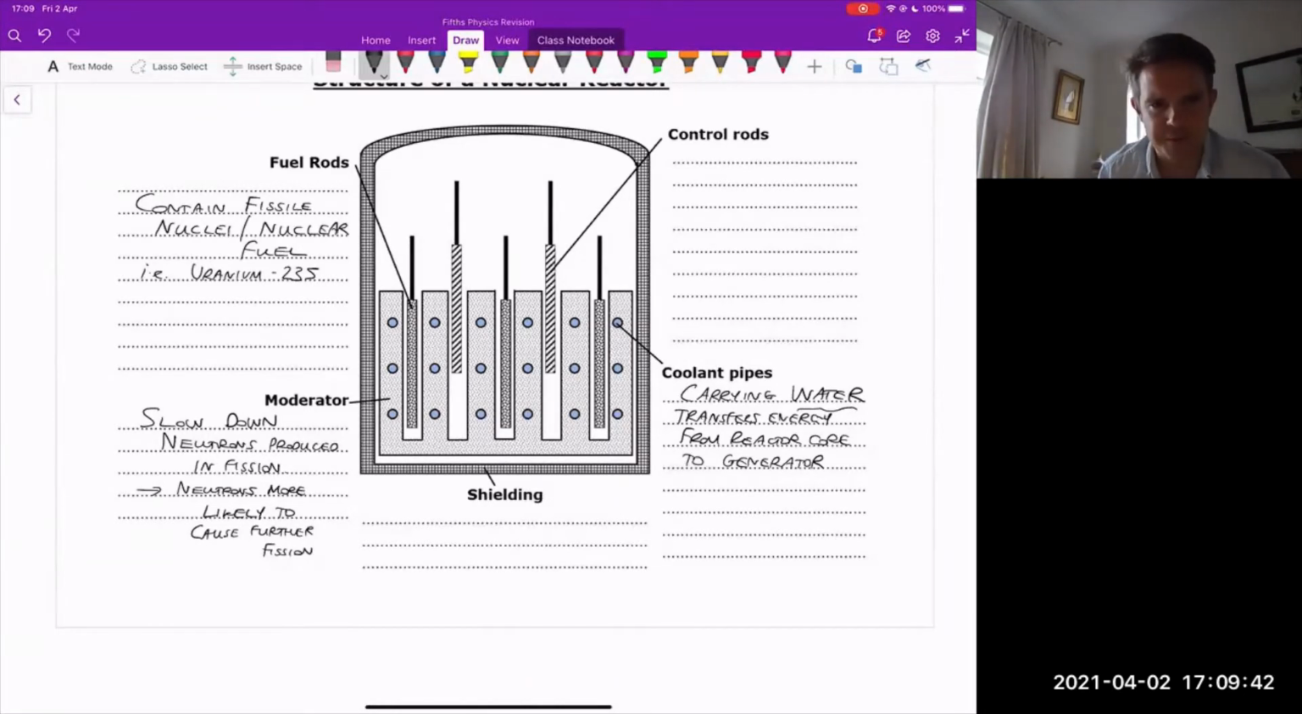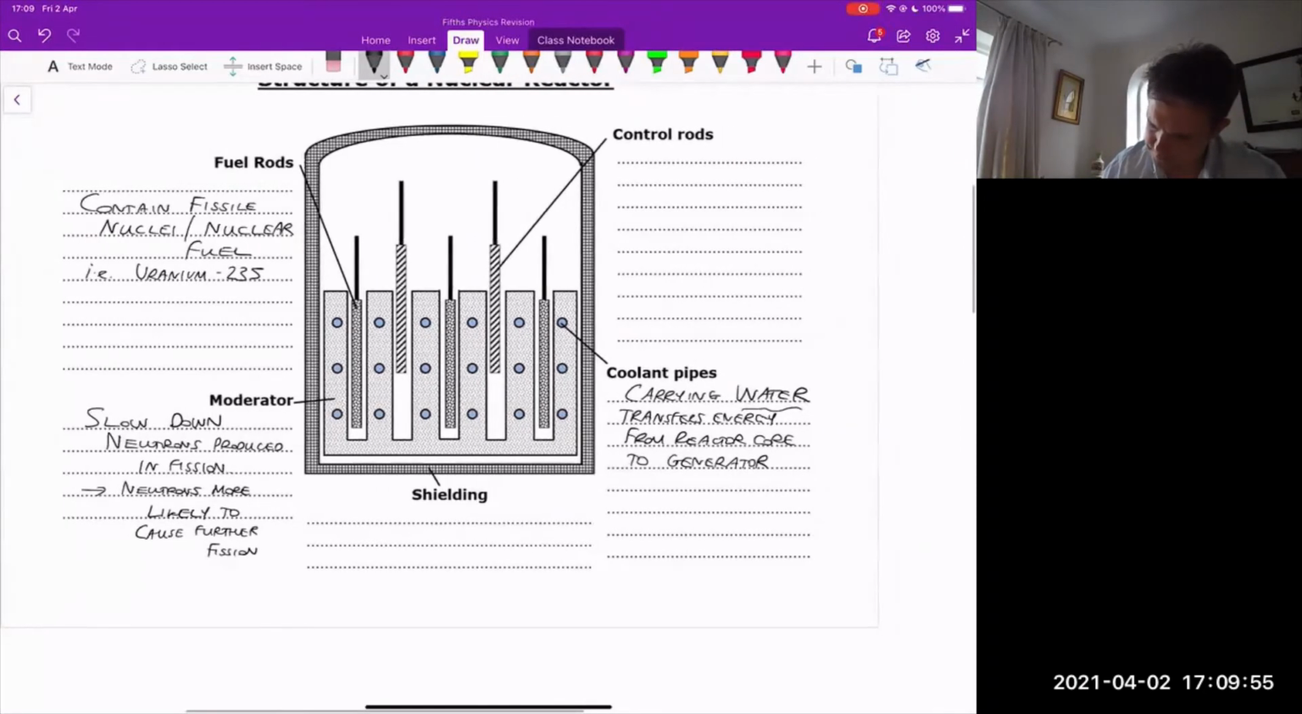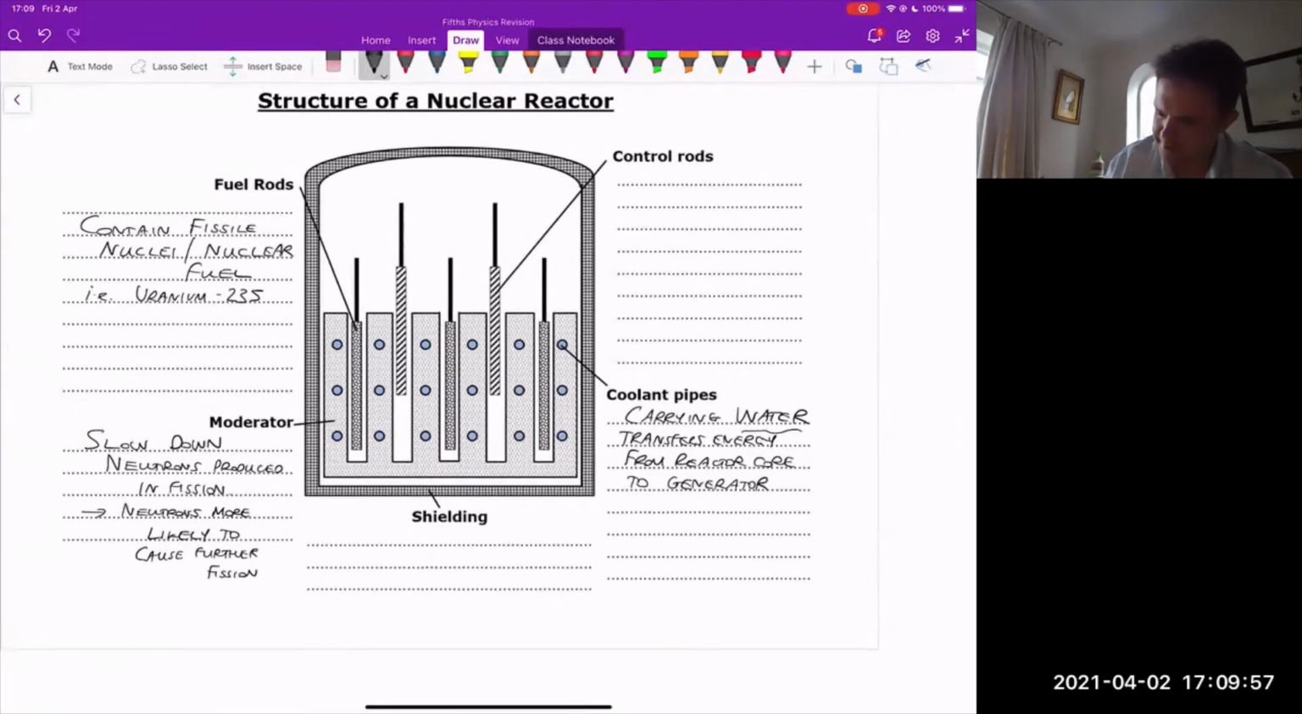Usually it's probably in the form of a compound like uranium oxide or something like that, rather than pure uranium metal. Finally, well, not quite, but almost, control rods. They can be taken in or out, so they can be adjusted. And what the control rods do is absorb neutrons.